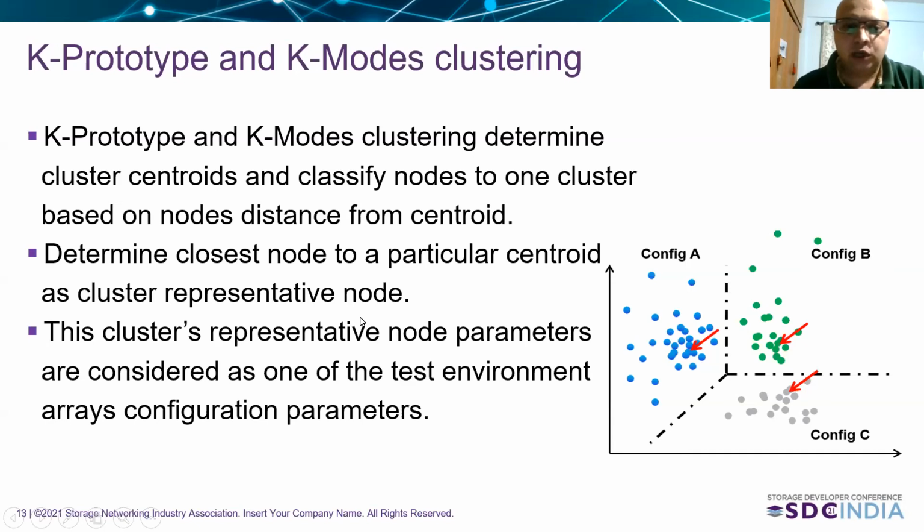Now what happens is we determine the closest node to a particular centroid as a cluster representative node. So this is a cluster centroid, and the closest node to this centroid, we take that particular node or the array configuration as the cluster's representative array configuration. So we pick up that environment as the array configuration for our tests.